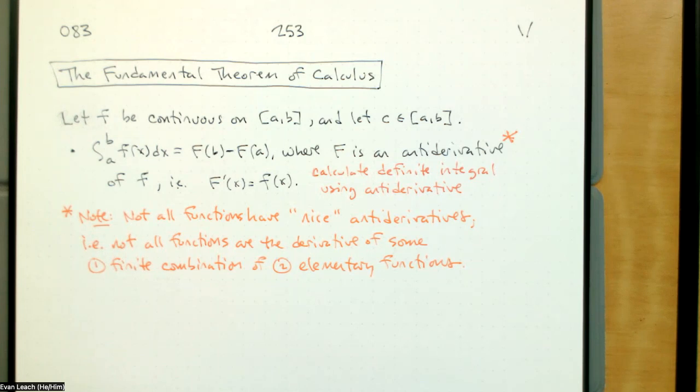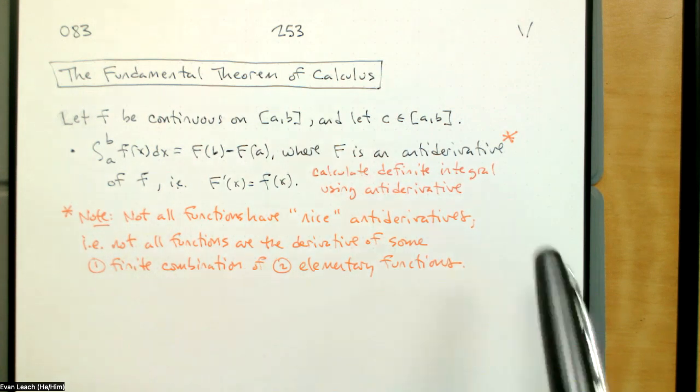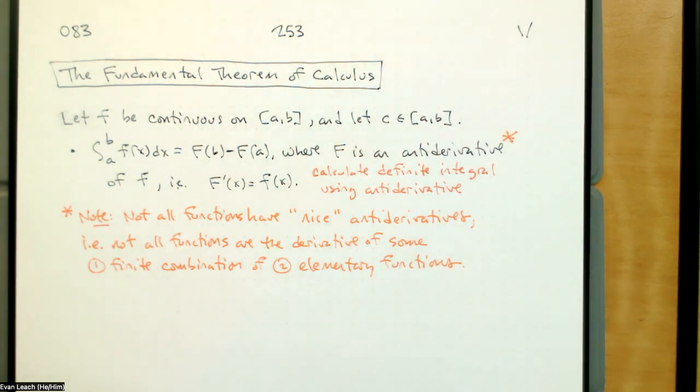So when we say we can calculate a definite integral using an antiderivative, there's a problem there. What if the function doesn't have an antiderivative? So there's a second part to the fundamental theorem of calculus. It just takes this part and reverses it.